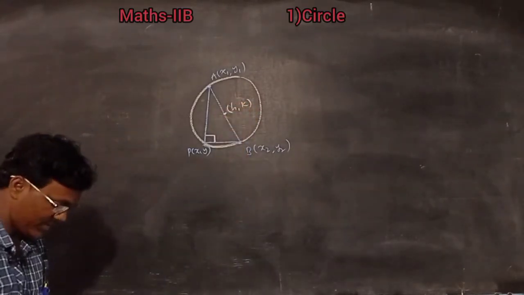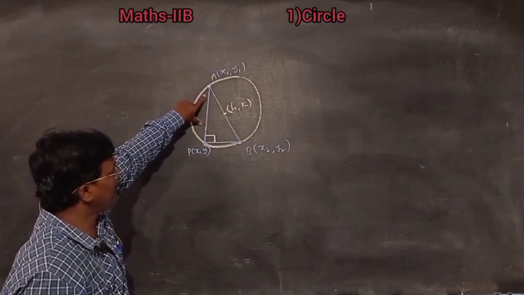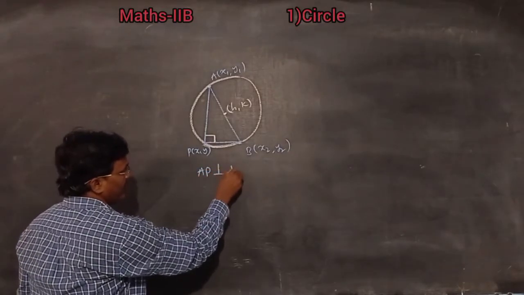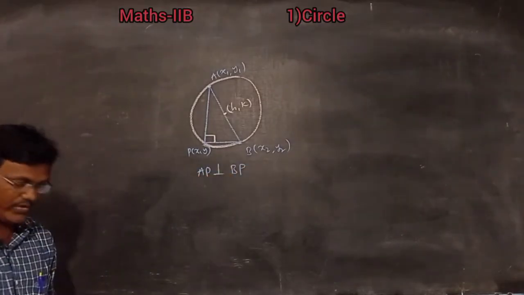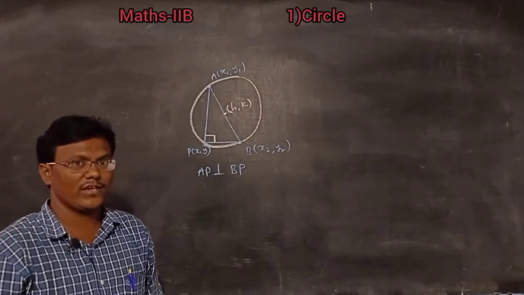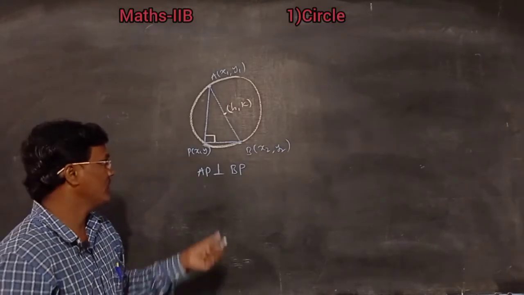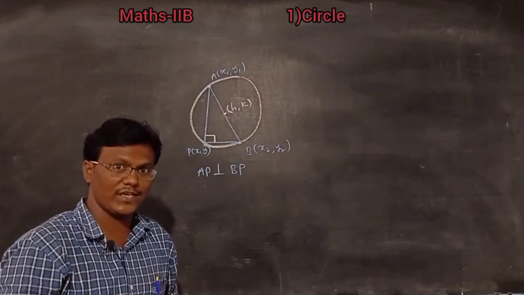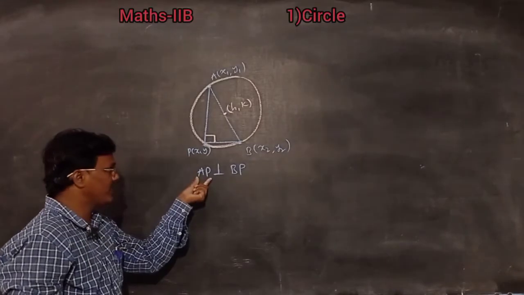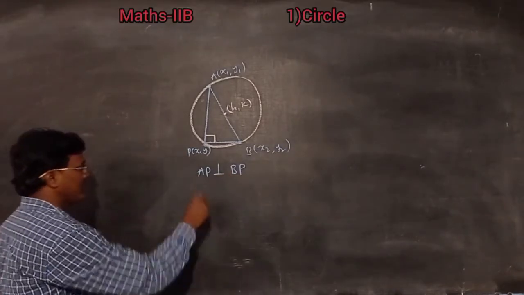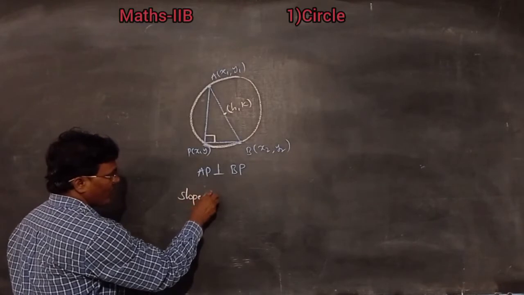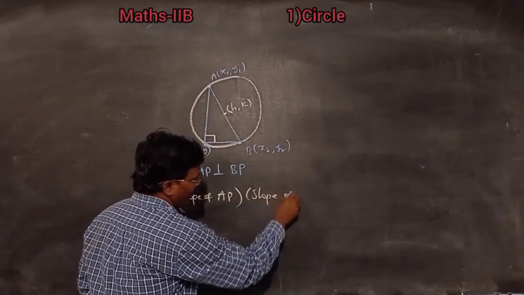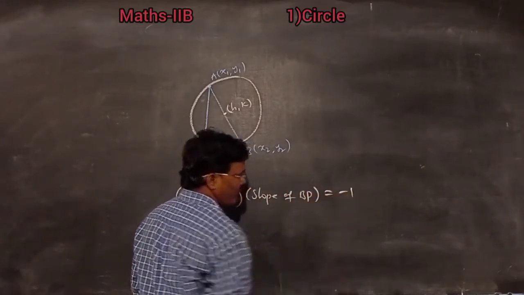Okay, so observe here. This line is perpendicular to this line, meaning AP is perpendicular to BP. We know that if two lines are perpendicular, the condition on the slopes is m1 into m2 is equal to -1. So I am using the condition: slope of AP into slope of BP is equal to -1.